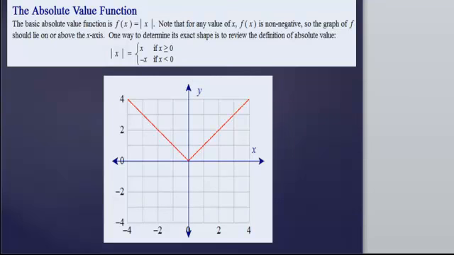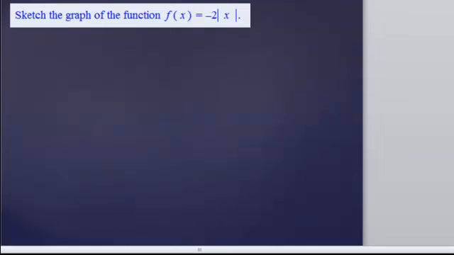The absolute value function always makes this V shape. You can also look at an absolute value function as a piecewise function, which we'll be talking about in just a few minutes. So what if we wanted to sketch the graph of f of x equals -2 times the absolute value of x?